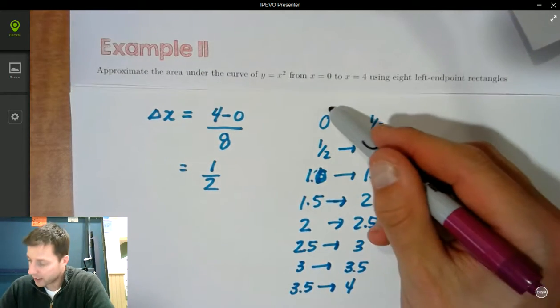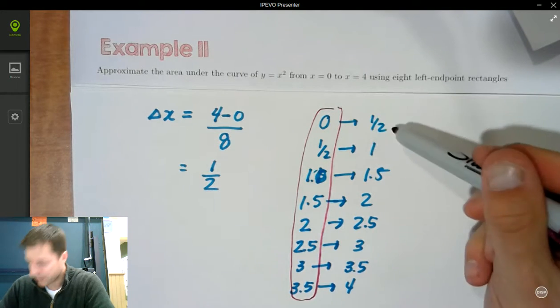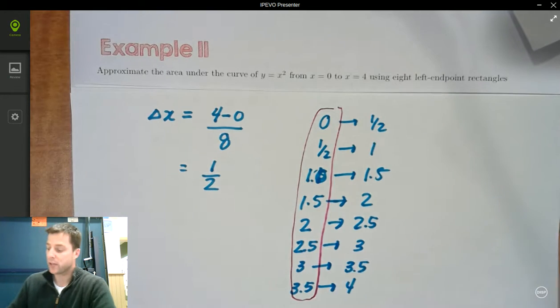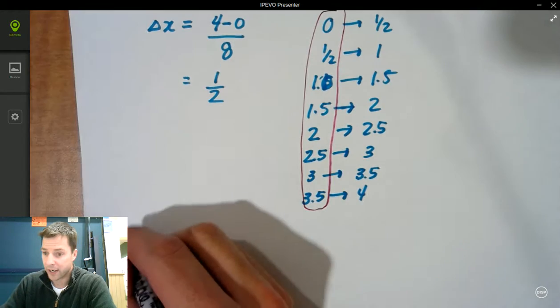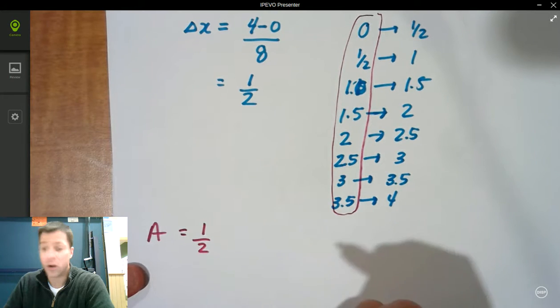So again, if I'm using left Riemann sums, I'm using all of these into my function. If I was using right, I'd be using those, and midpoint would be the halfway point. Okay, so those are the rectangles I'm using. So let's look. Area is going to equal 1/2, that's the width of all of the rectangles.